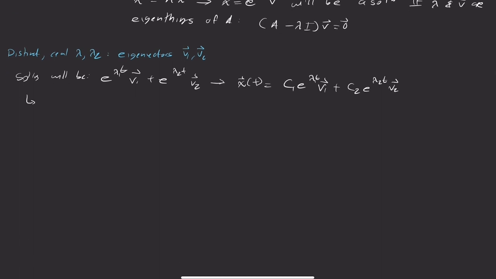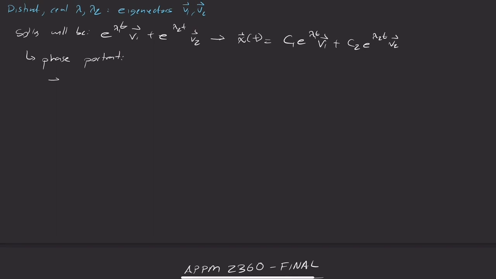From this, you can draw out your phase portrait. The steps to take when drawing your phase portrait are, first, draw your trajectories along eigenvectors, because trajectories along eigenvectors are straight lines. And then you also know that the speed at which you're changing is proportional to your eigenvalue. So speed is proportional to eigenvalues.